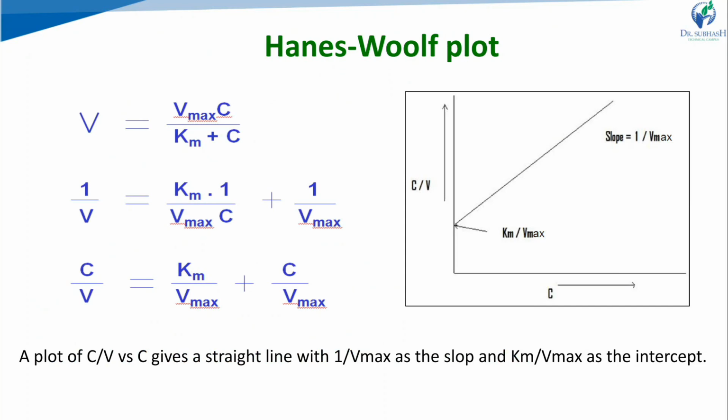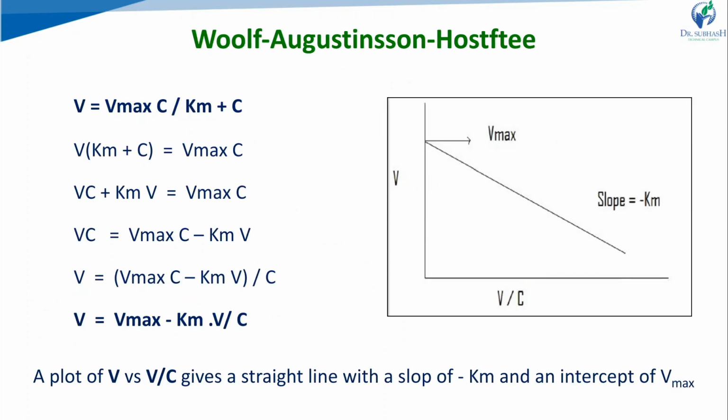Here we have to plot the graph C upon V versus C. We have to get the slope, that is 1 upon Vmax, and we have to get the intercept Km upon Vmax, the opposite of that previous one. The last one, that is the Eadie-Hofstee plot.